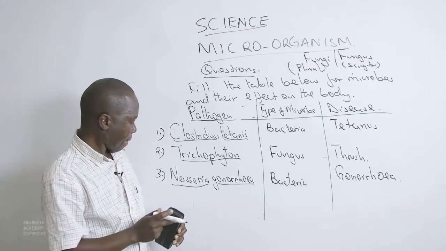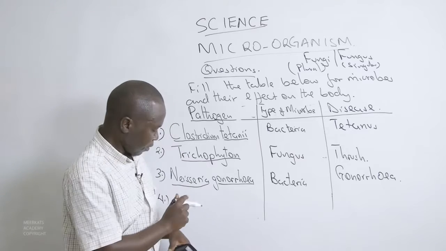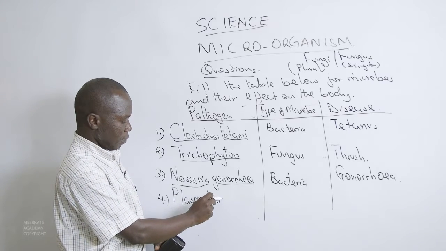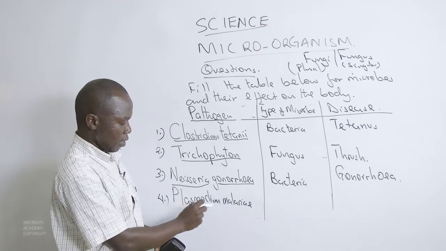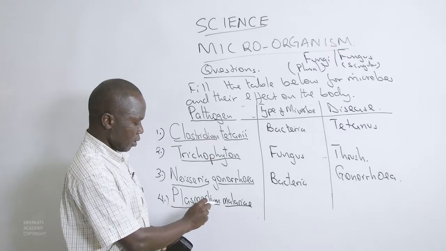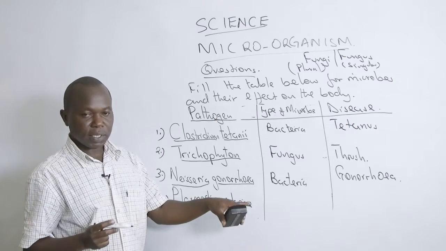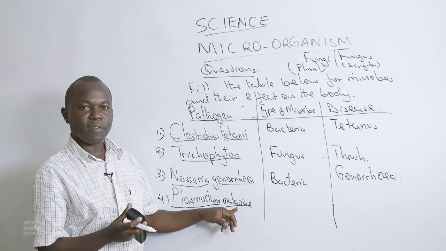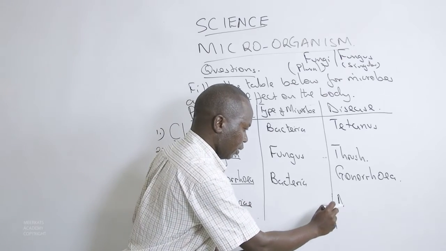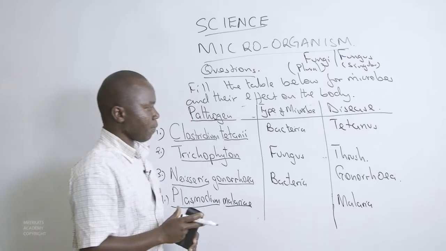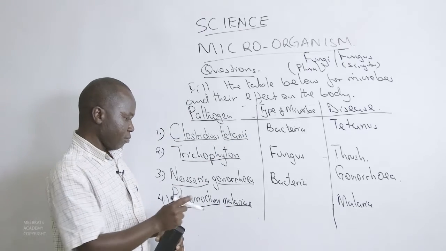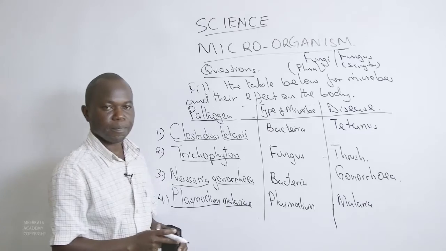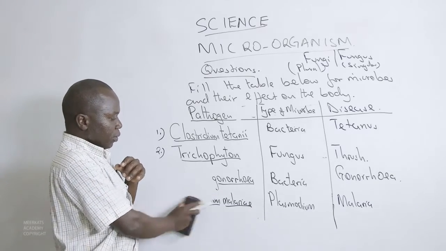Then the other pathogen, very common in tropics, Plasmodium malariae. Again, we underline the 2 words. The first name starts with a capital letter, the rest of the letters, small letters. Again, it's very easy to identify the disease from this. A very common disease in the tropics is called malaria. But the type of microbe, the microorganism, is a Plasmodium. Plasmodium. And it's a parasite. So we can continue with the list.